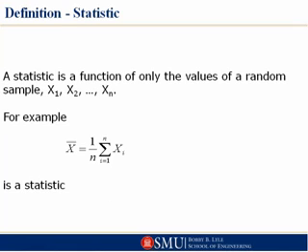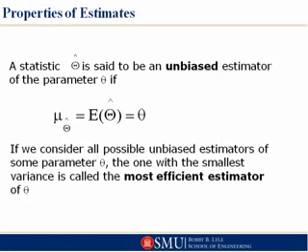So what we say, and this is what we've talked about before, a statistic is a function of only the values of a random sample, x1 through xn. Those are your sample values. And in general, you have a number of different statistics that we've looked at. And this sample mean is, of course, one of them. You add up the values of the sample observations, and you divide that by n, the size of your sample.